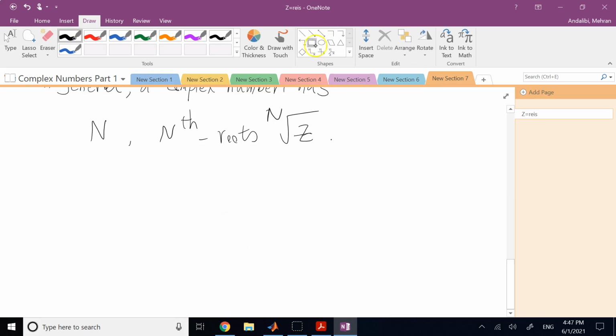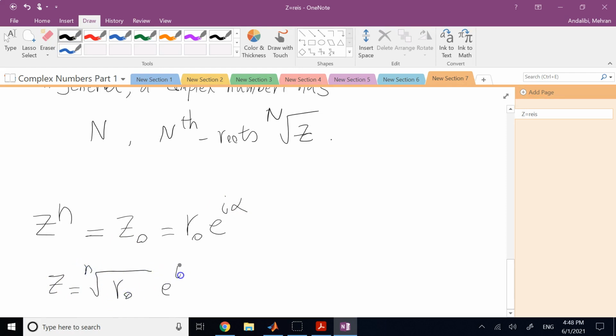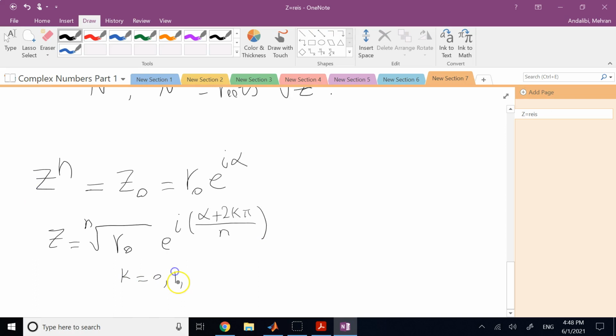As I said, if z to the n is equal to a complex number z naught, where z naught is r naught e to the i alpha, then the solution z, as I said, is going to be the nth root of r naught times exponential of i times alpha plus 2 pi k over n, with k being 0, 1, 2, all the way to n minus 1. A way to show it is graphically this.